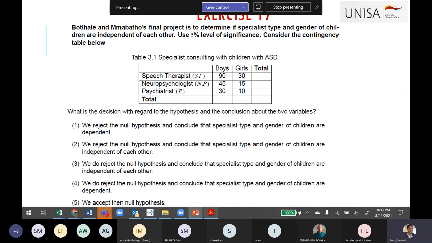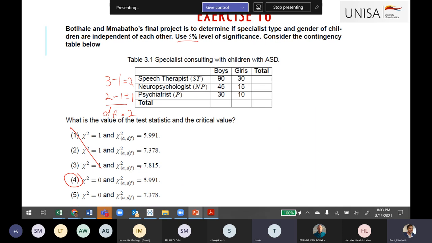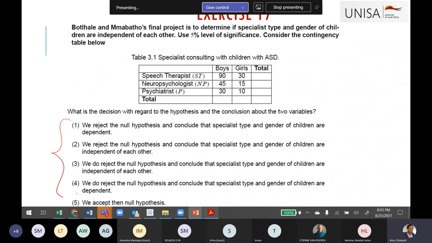What will be the decision with regards to the hypothesis and the conclusion about the two variables, based on the information? Hi, Mrs. Lee. Hi, ma'am. It's 8. What about 8? You said at 8 you'll start the regression. Yes, we will start the regression just now. So you take these two values that you have, you go make the decision, and then you choose whichever one is correct.